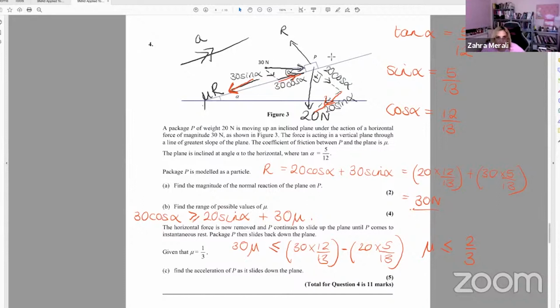Then it tells us the horizontal force is now removed and P continues to go up the plane until it comes to a rest. P then slides down the plane. Given that mu is 1/3, find the acceleration as it slides down. Okay.